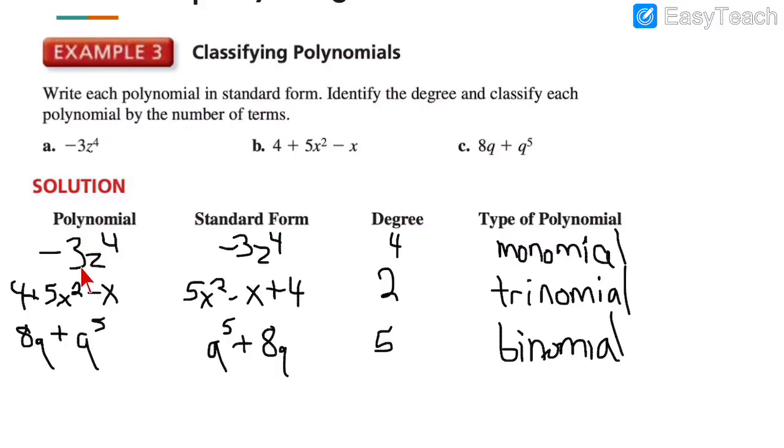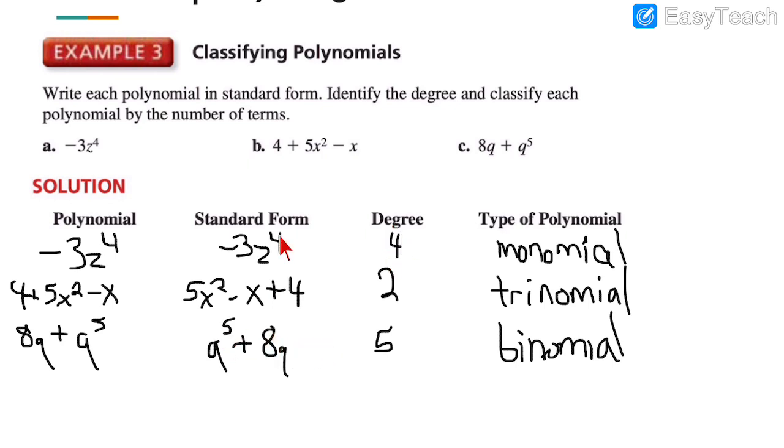So here we've listed each of the polynomials from A, B, and C. We've written them in standard form, meaning we put them in the highest exponent first, followed by descending exponents. Notice here how this first one only had one exponent, so that's just the only piece to it. The next one had x squared and then x, so we're going to put those in order. And this one had q to the fifth and then a singular q, so put those in order.